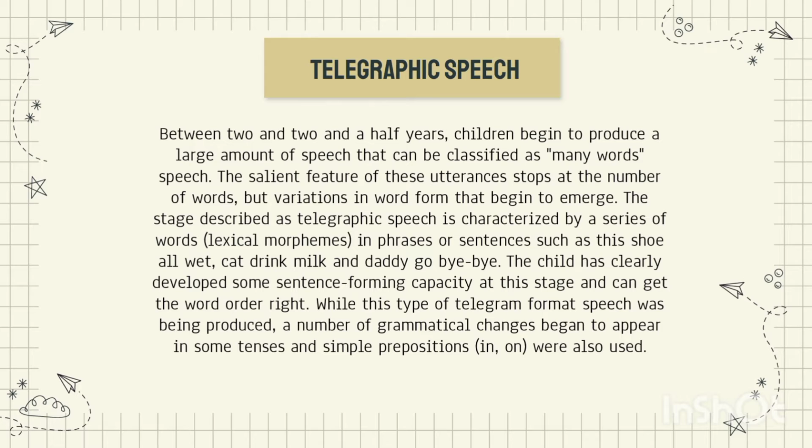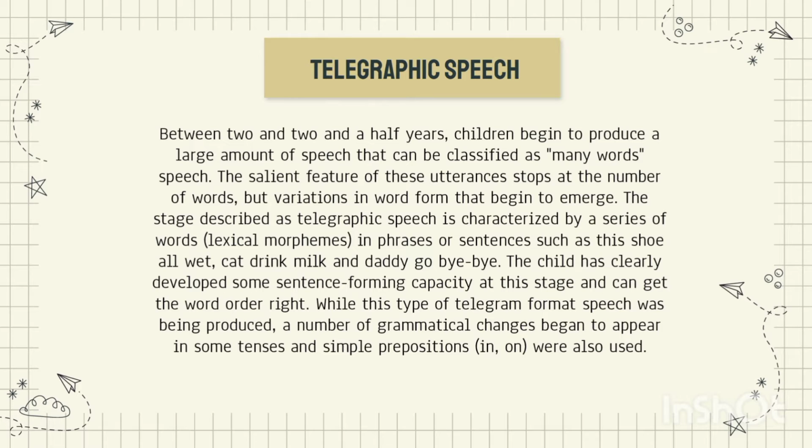The stage described as telegraphic speech is characterized by a series of words or laconic phrases in sentences such as "This soap all wet," "Cat drink milk and daddy go bye-bye." The child has clearly developed some sentence-forming capacity at this stage and can get the word order right.